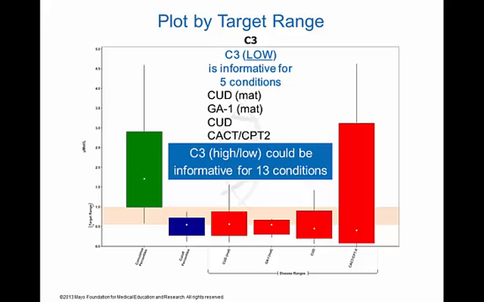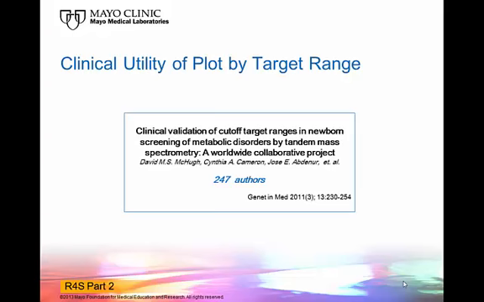For a summary of the clinical utility of a plot by target range, consider reading this 2011 publication entitled Clinical Validation of Cutoff Target Ranges in Newborn Screening of Metabolic Disorders by Tandem Mass Spectrometry, a worldwide collaborative project. In this paper, the disease ranges were based on almost 11,000 true positive cases, equivalent to the status of a project at the end of 2010.